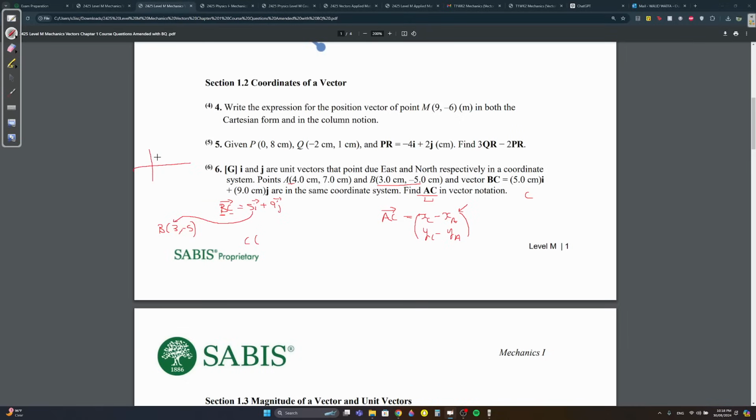So like, look at this. Let's say you have point B. Point B is (3, -5), so it's down here. Okay, this is point B. And I apply this vector 5i + 9j, which means go 5 to the right, 9 up.